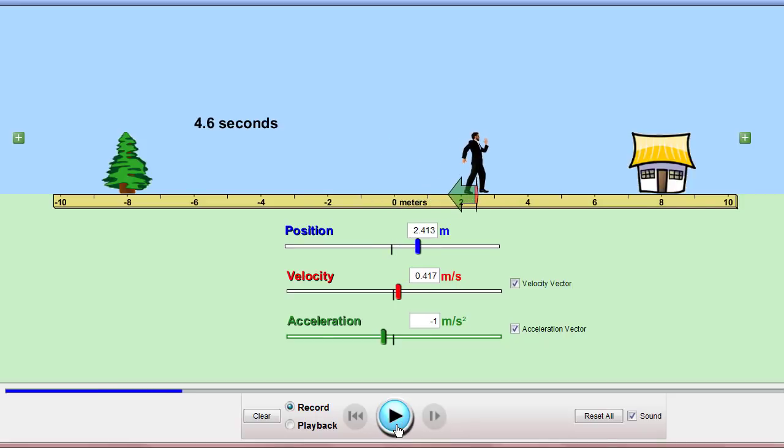So notice how the man slowed down with that combination of velocity and acceleration direction. Let's go ahead and record that information. So we saw with a positive velocity and negative acceleration, an object slows down. So we're going to write that in here in this chart.